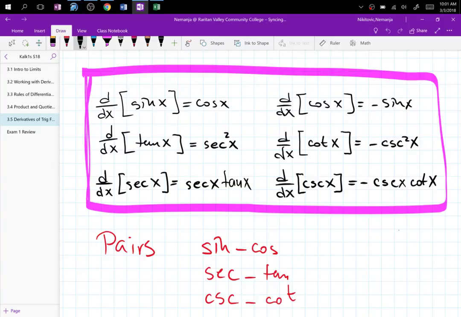So sine and cosine, tangent, secant, and then cotangent, cosecant. And then sine, cosine, cosine, sine, tangent, secant squared, cotangent, cosecant squared. Now it's cos, so it's minus. And then you have secant, which is secant tangent, and then cosecant, cosecant cotangent with the co. Again, it's a minus. And that's it. I hope you're not disappointed.